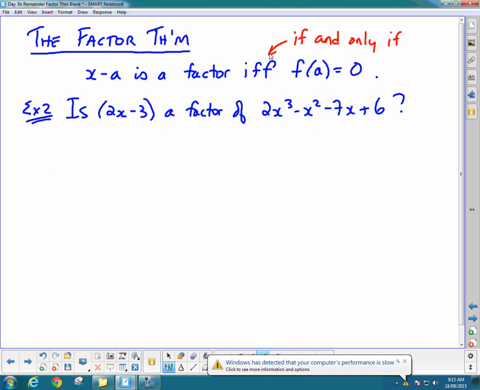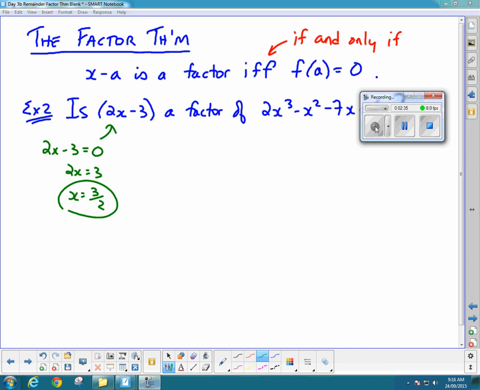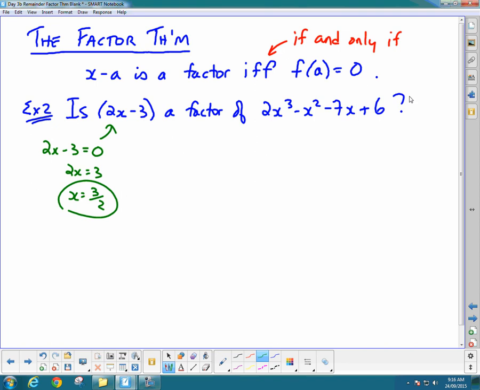So the way we do that is say, hey, guess what? I want to know if this is a factor. So I'm going to sub in the root and see if I get a remainder of 0. The catch in this one is the root's kind of nasty. What's the root? Can anyone see it right off the top? Bring the negative 3 over. 3 over 2. Is that fair? So the root is 3 over 2.